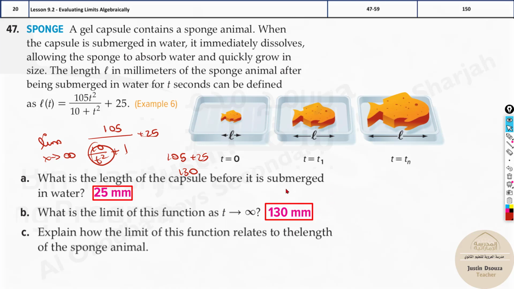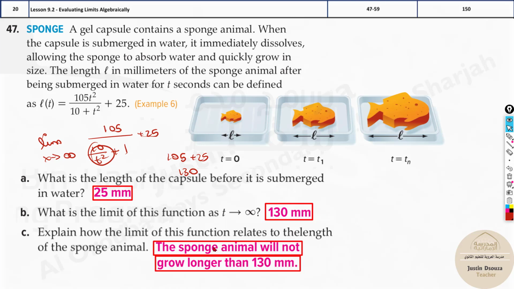Explain how the limit of this function relates to the length of the sponge animal. So what it is, this length as time extends to infinity, is the maximum capacity that the sponge can hold. The water can be held by the sponge. It cannot be more than that particular length. In its completely saturated state, that is the maximum length. Okay, I just told in detail what it is, but they have just told in simple words. The sponge animal will not grow longer than that particular length. Obviously, because that's the maximum length it can grow. Okay.